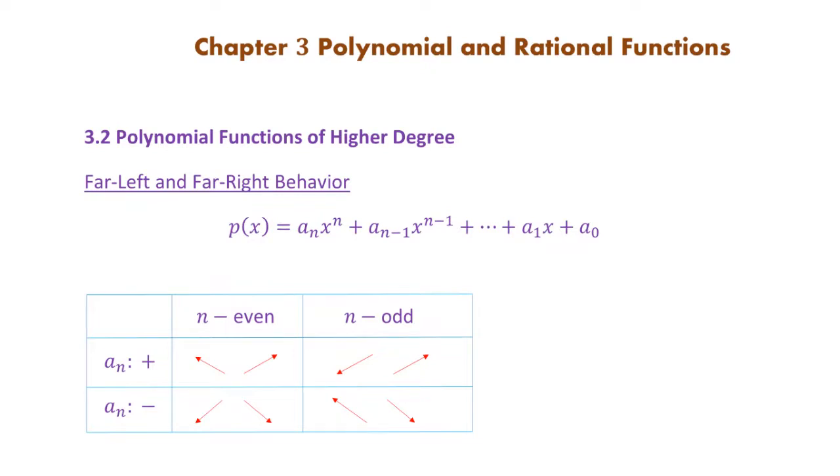So let's just talk about the far left and far right behavior. We want to know what it looks like. If you draw the graph of p, what does the graph look like on the far left or far right? And there are only 4 different cases.